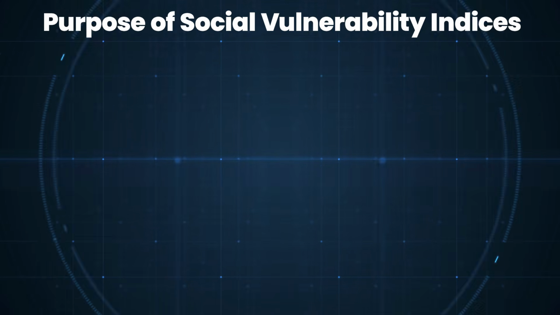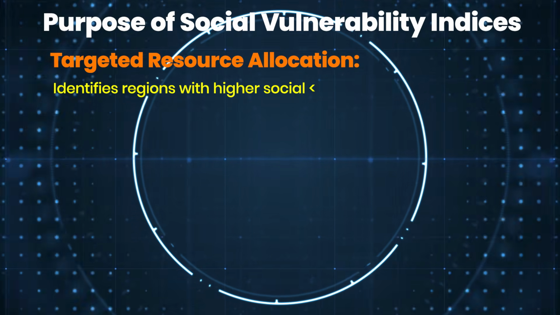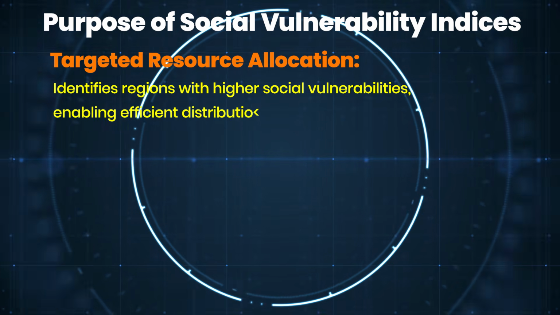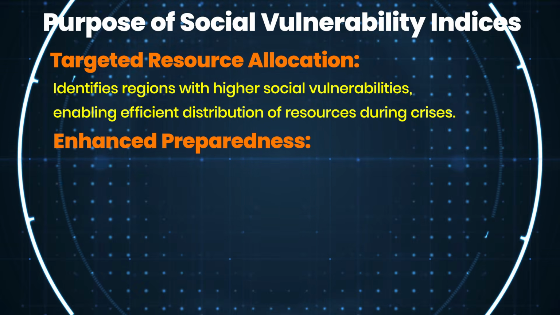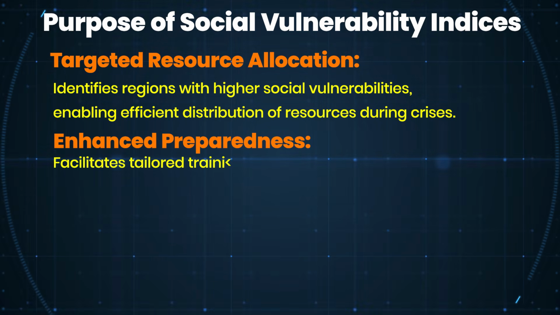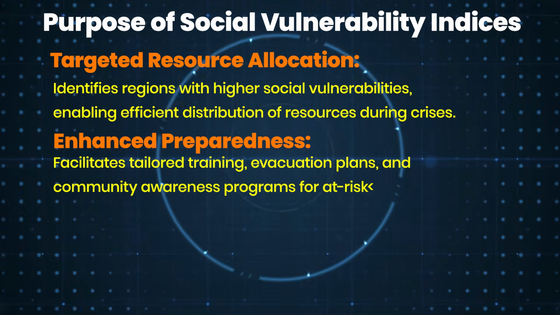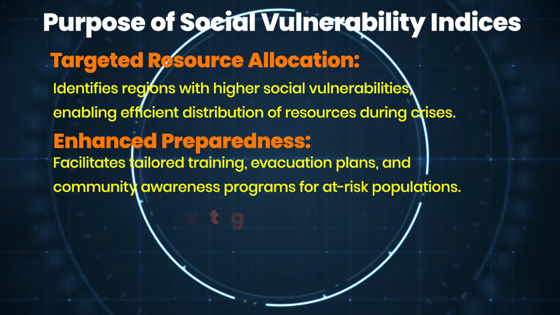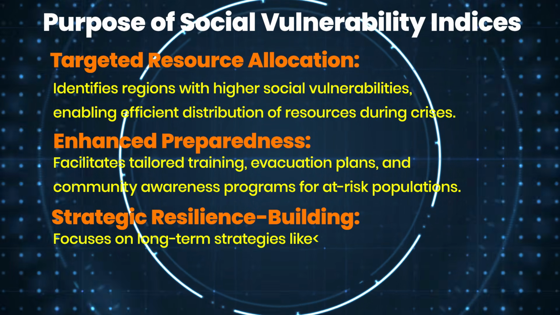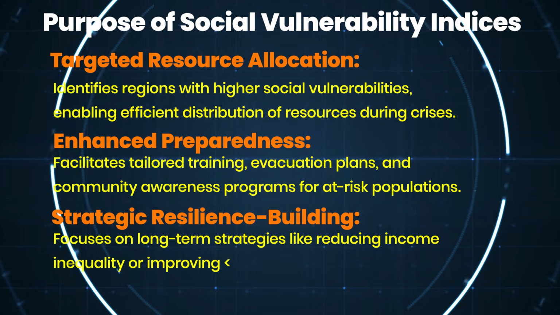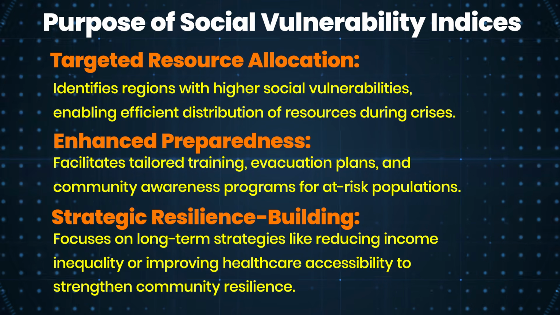Purpose of social vulnerability indices. Targeted resource allocation: it identifies regions with higher social vulnerability, enabling efficient distribution of resources during crisis. Second one is enhanced preparedness. It facilitates tailored training, evacuation plans and community awareness programs for at-risk populations. The third one is strategic resilience building. It focuses on long-term strategies like reducing income inequality and improving healthcare accessibility to strengthen community resilience.